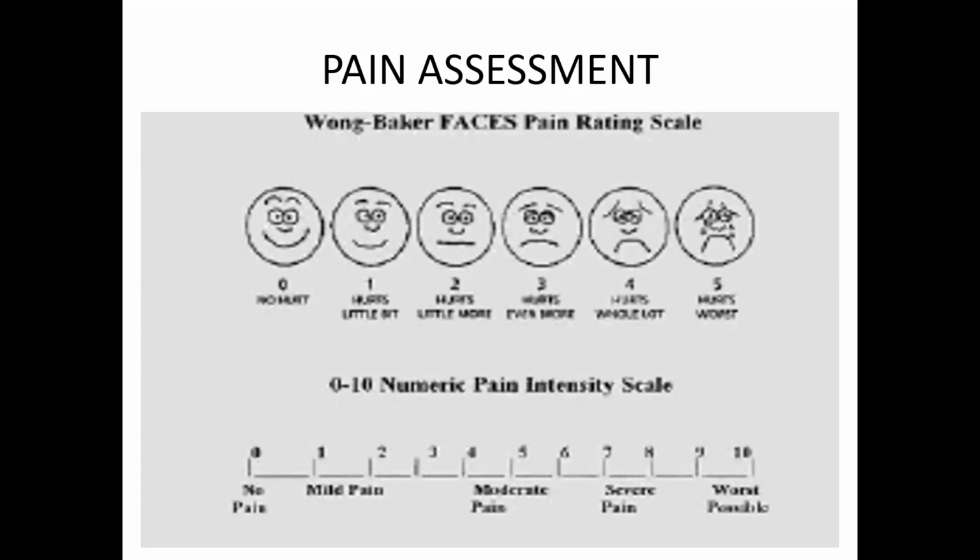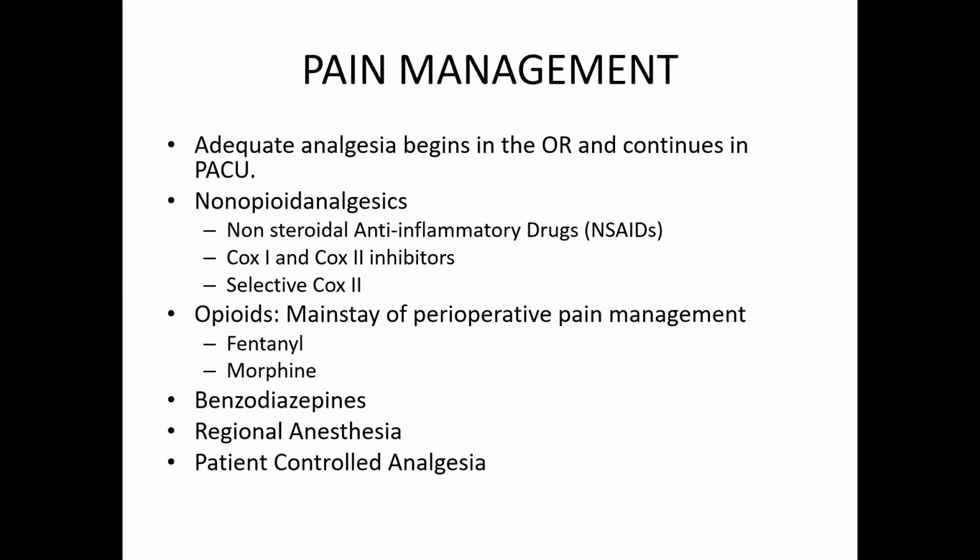Now, it's important also to assess their pain so that you can treat them intraoperatively, because this one makes them stay longer in the post-anesthesia care unit. So pain assessment is very important. There are many different rating scales. These are the two rating scales that you can use, but there are many other rating scales that you can use. So it's important you manage the pain. You can use the non-opioids, but opioids are usually the ones that we use.